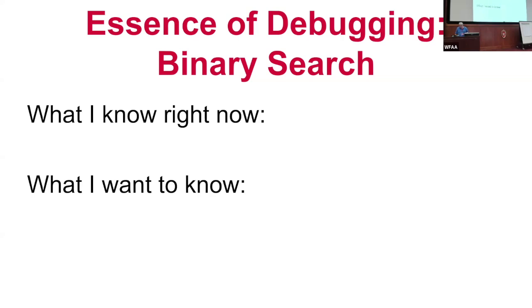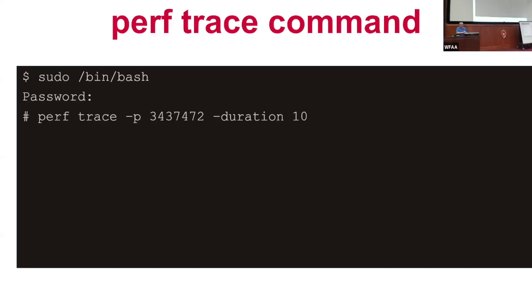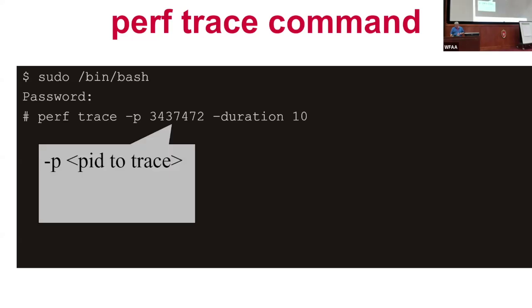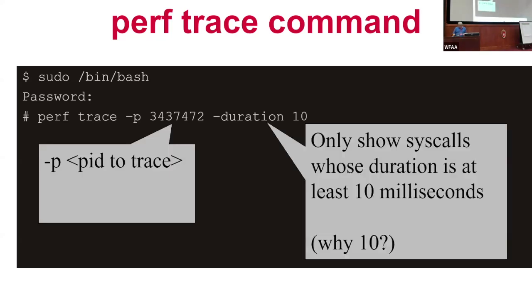So because the title of this talk is not advanced strace usage, what I did is I became root, because that's my favorite thing to do, and I run the perf trace command instead of the strace. And I pass it these two options, -p, PID to trace, that shouldn't be too exciting, and -d, duration, to show only system calls that take at least 10 milliseconds.